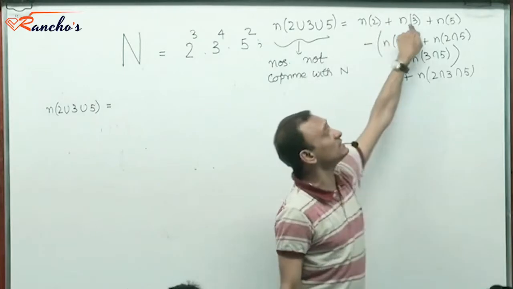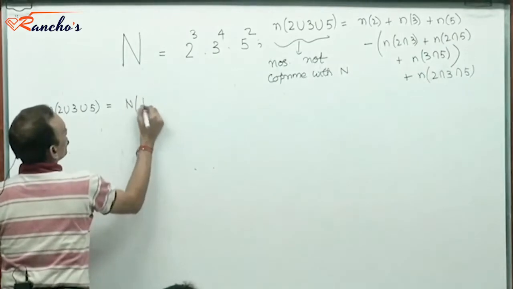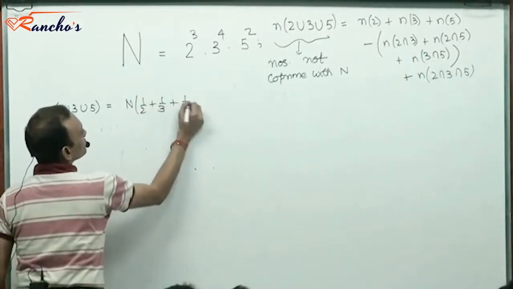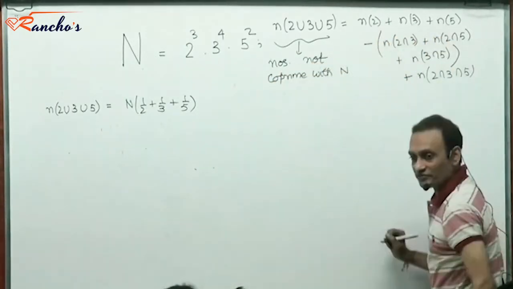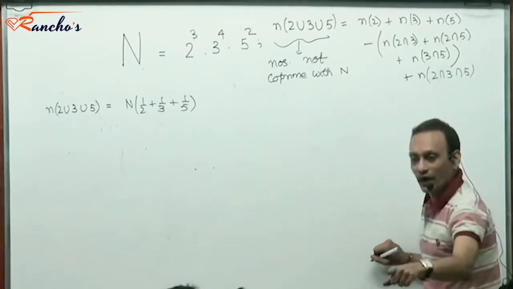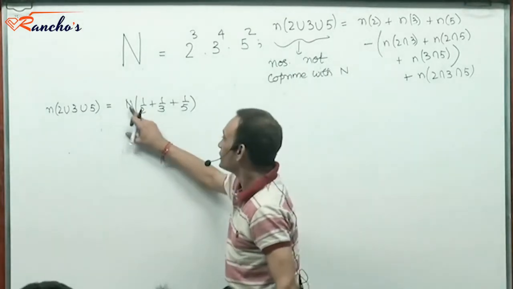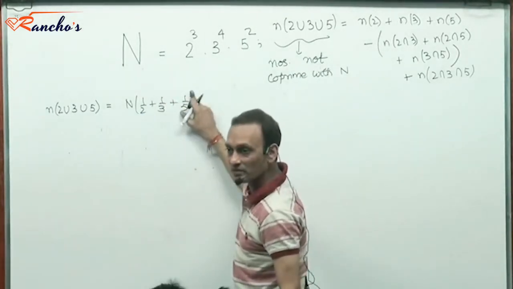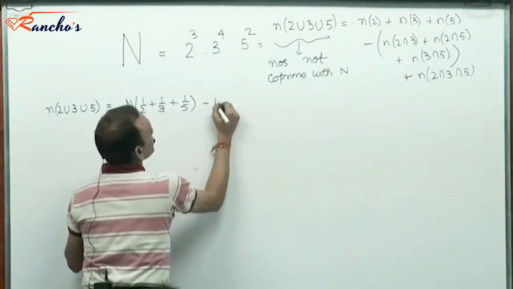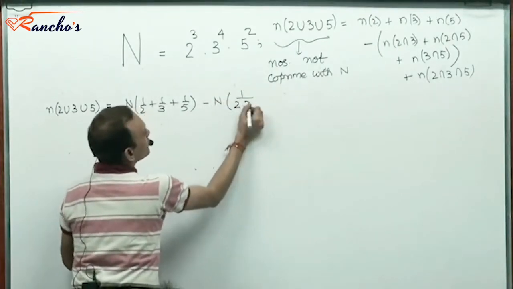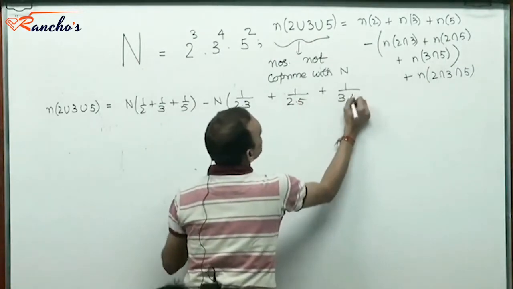This is capital N by 3. This is capital N by 5. Right? So this is N times half plus 1/3 plus 1/5, the first set of numbers. N2, refer to the previous step, is capital N by 2, the number of numbers divisible by 2. The number divisible by 3 is N by 3. The number divisible by 5 is N by 5. The second set of numbers is minus N into 1 by 2 into 3 plus 1 by 2 into 5 plus 1 by 3 into 5.